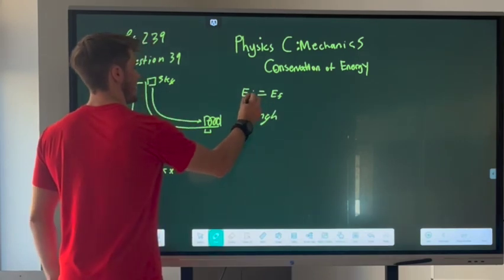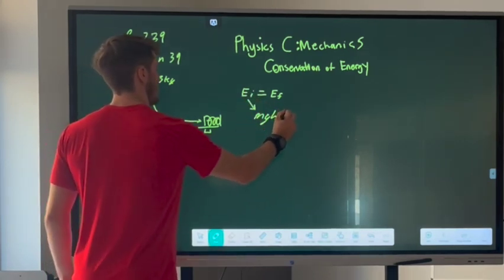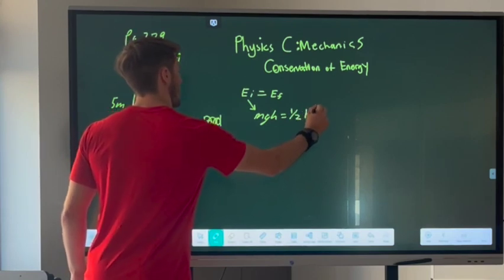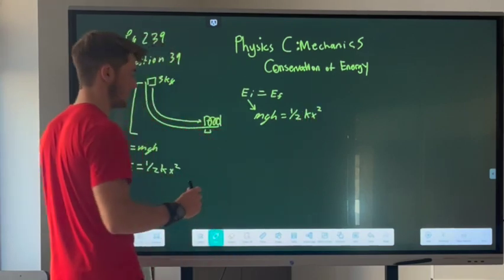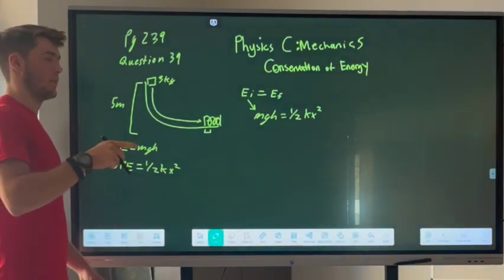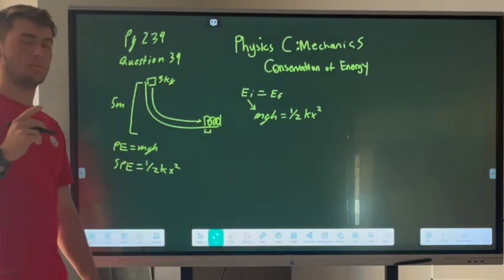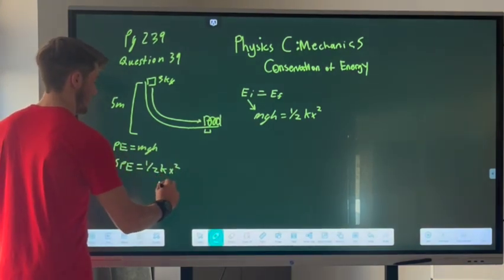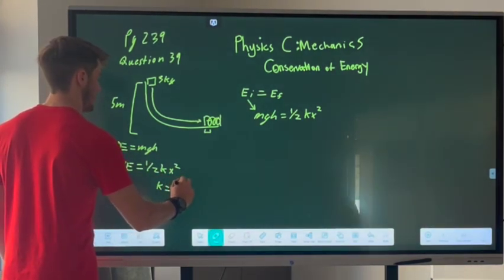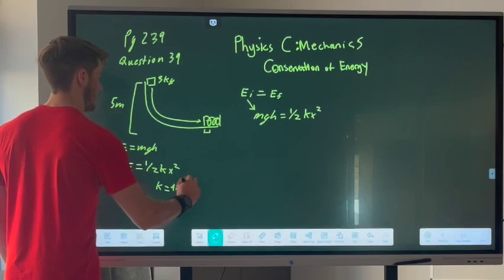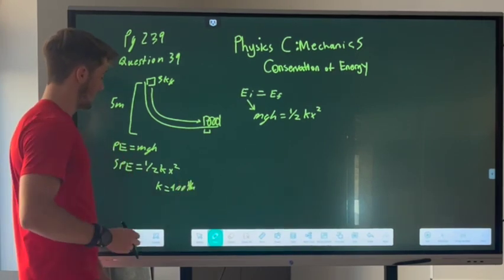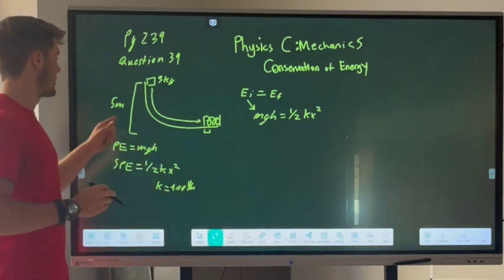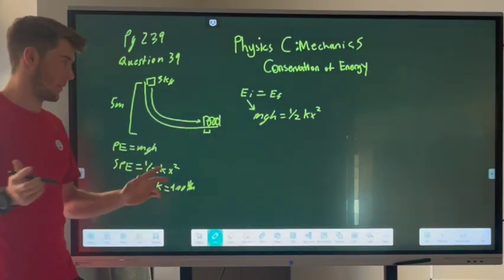mgh, which is energy initial, must equal 1/2 k x squared. And I forgot to mention, the book does already give you the spring constant. So the k in this scenario is equal to 400 newtons per meter. That's poor handwriting, but I'm sorry. So now it's just a matter of plugging everything in.